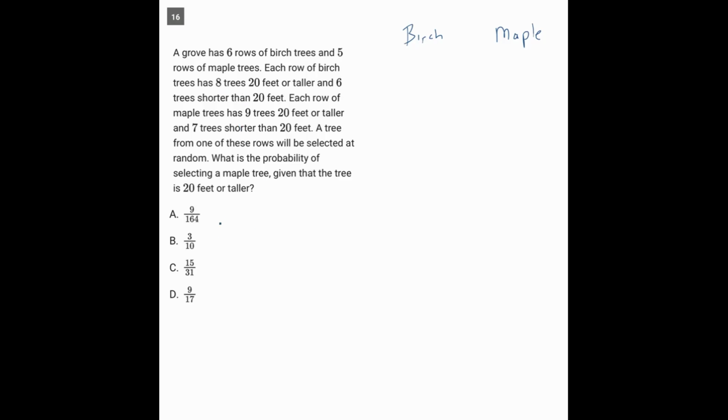So what's happening here is that there are numbers in the names. The question is saying that there are trees that are 20 feet or taller or shorter than 20. Instead of just saying we have tree type A and tree type B, the way I'm going to want to say it is I'll say we have taller ones and shorter ones. Because the names themselves have numbers in them, it just makes the scenario so much tougher to digest.